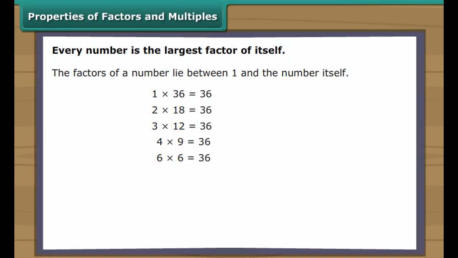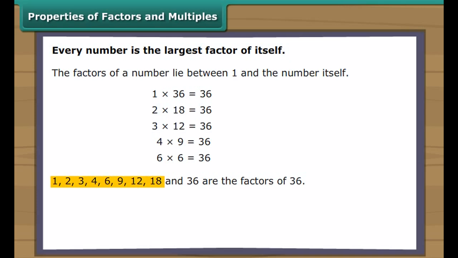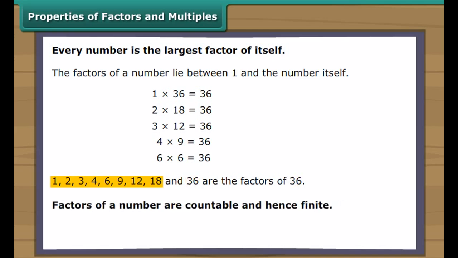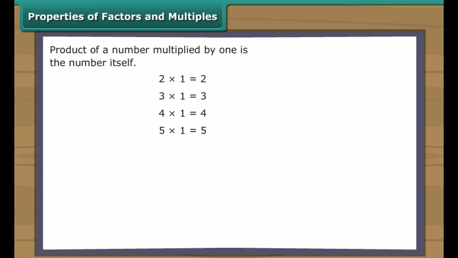For example, let us look at the factors of 36. 1, 2, 3, 4, 6, 9, 12, 18 and 36 are the factors of 36. Therefore, the factors of a number are countable and hence finite. Product of a number multiplied by 1 is the number itself.